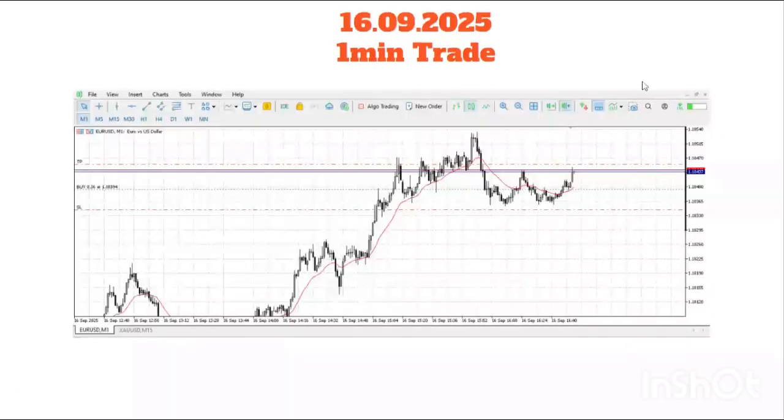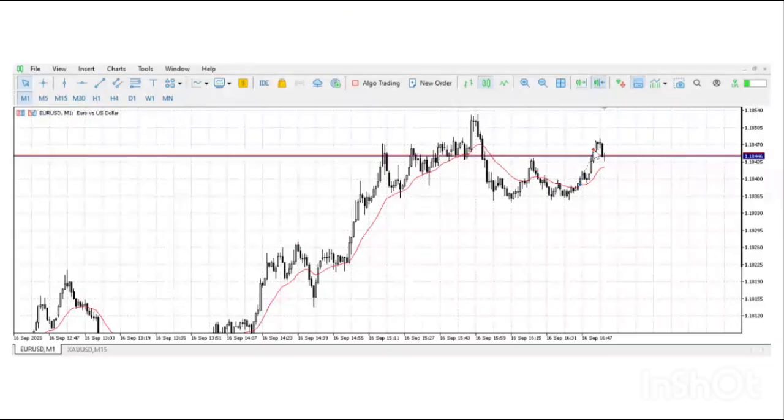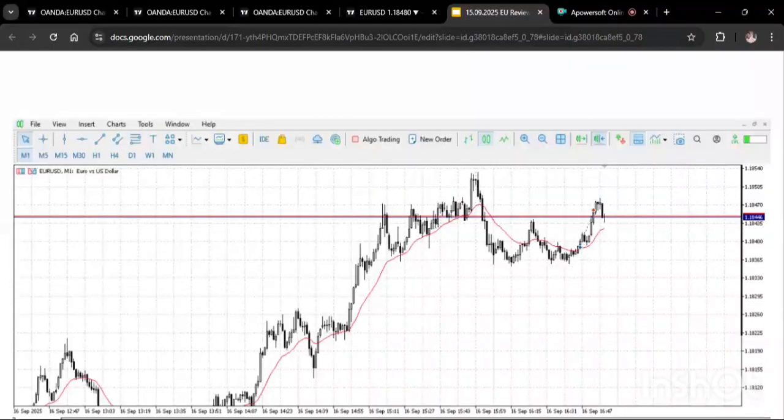Now we have the 16th of September 2025. I'm showing you the trade that I took based off of the 1 minute time frame, as you can see right here. And then price eventually reaches take profit, and then does a little reverse. And I'm going to show you what made me take these trades right here.